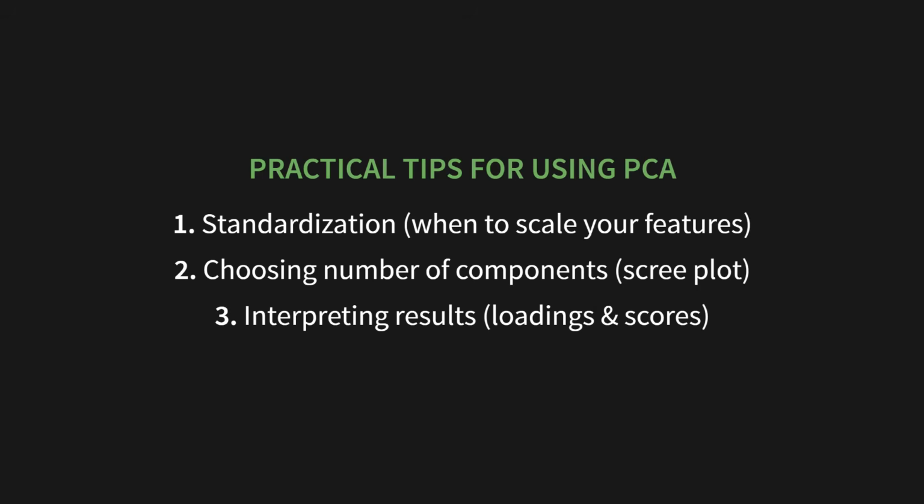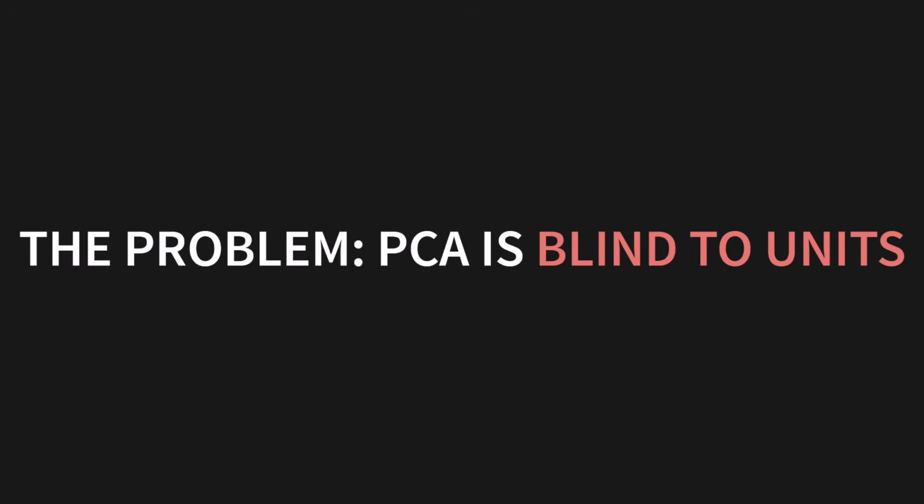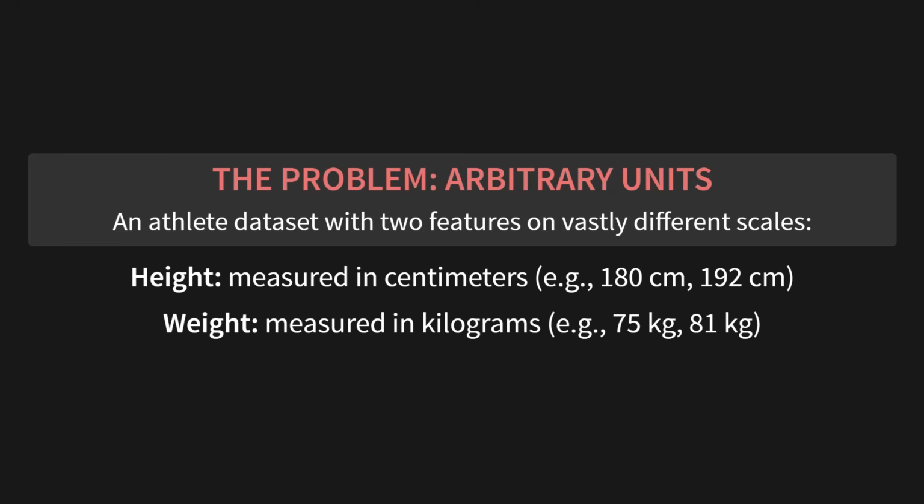Okay, first up, standardization. And here's why this is so important. There's a trap, a simple, devastating trap that can make your entire analysis completely meaningless if you get it wrong. PCA is blind to the units of your data. Let me show you what I mean. Imagine you have a dataset of athletes with 2 features, but they're on vastly different scales. Let's say we have height measured in centimeters, so you have values like 180, 192. And then you have weight measured in kilograms, values like 75, 81.